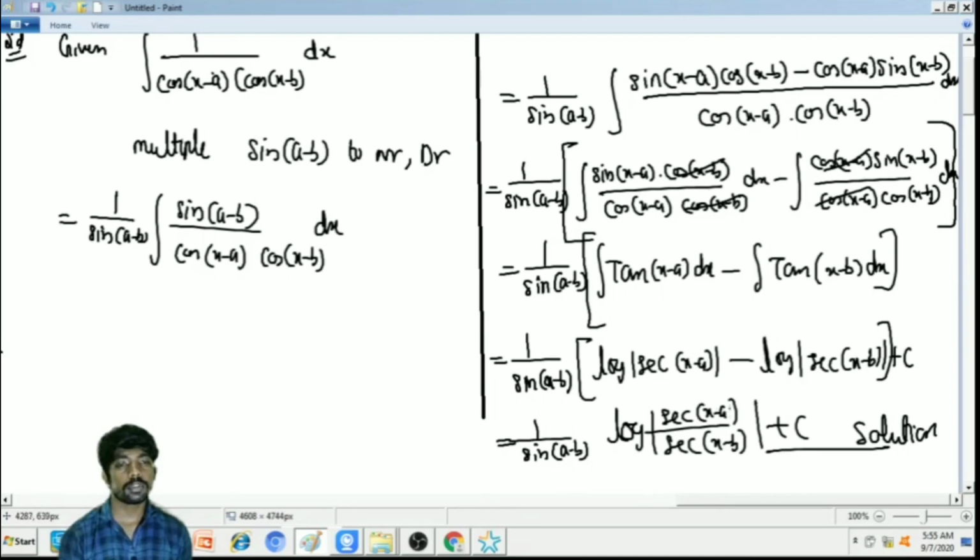Or else you can write it in terms of cos also. That is also your solution. Hence this is the solution. That's all for today.